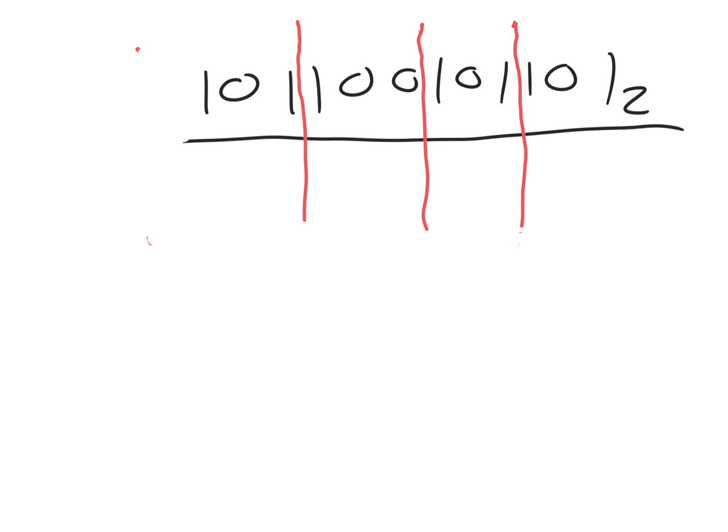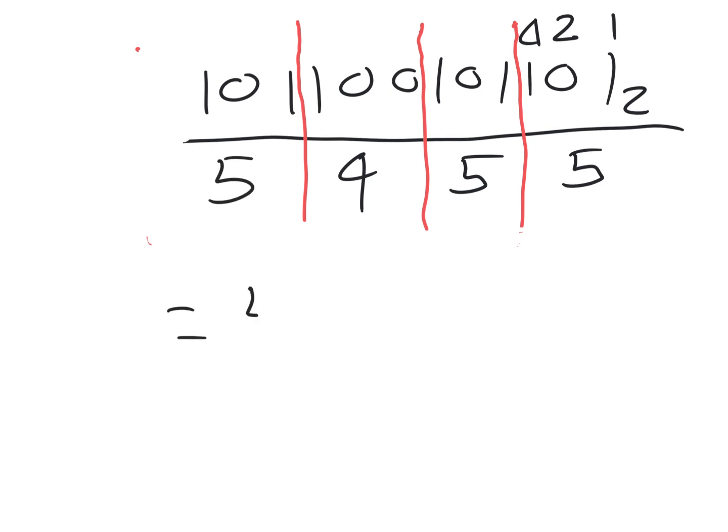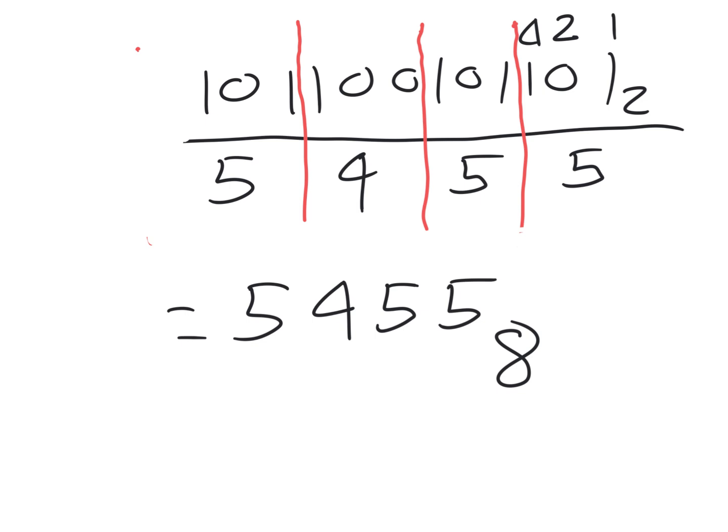Okay, so then here's what we do, right? We just take each 3 bits. So this is going to be 1, 2, 4. So this is going to be 5, 5, 4, and 5. And then into octal is going to be base 8.